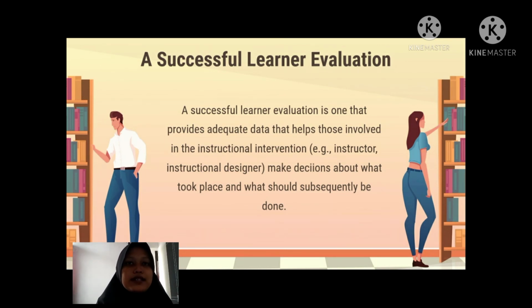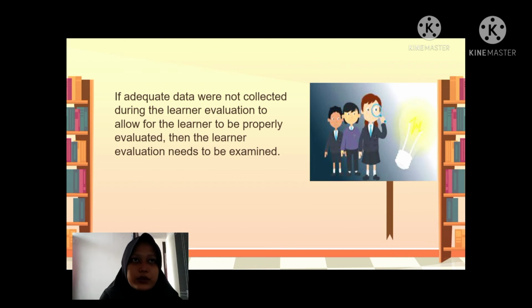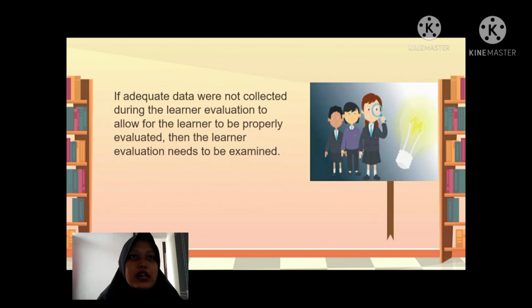If adequate data were not collected during the learner evaluation to allow for the learner to be properly evaluated, then the learner evaluation needs to be examined. If the assessment techniques were not properly implemented, inadequate data may have been collected. Those responsible for implementing the learner evaluation may need training.